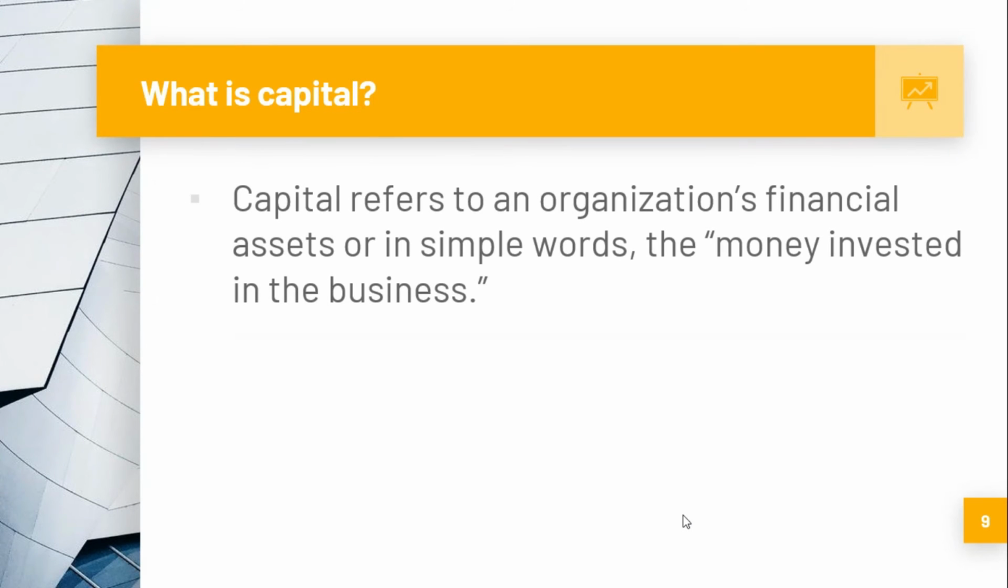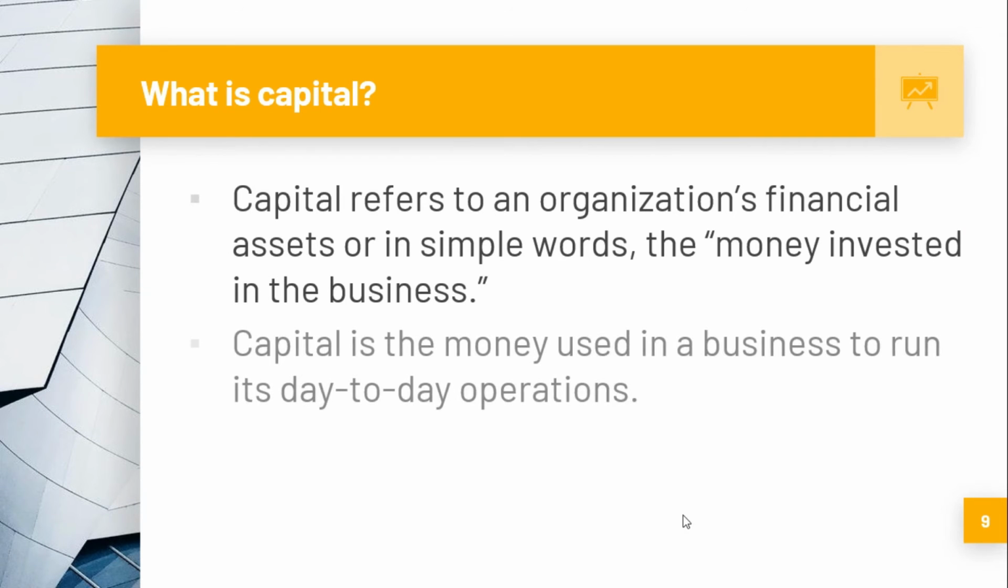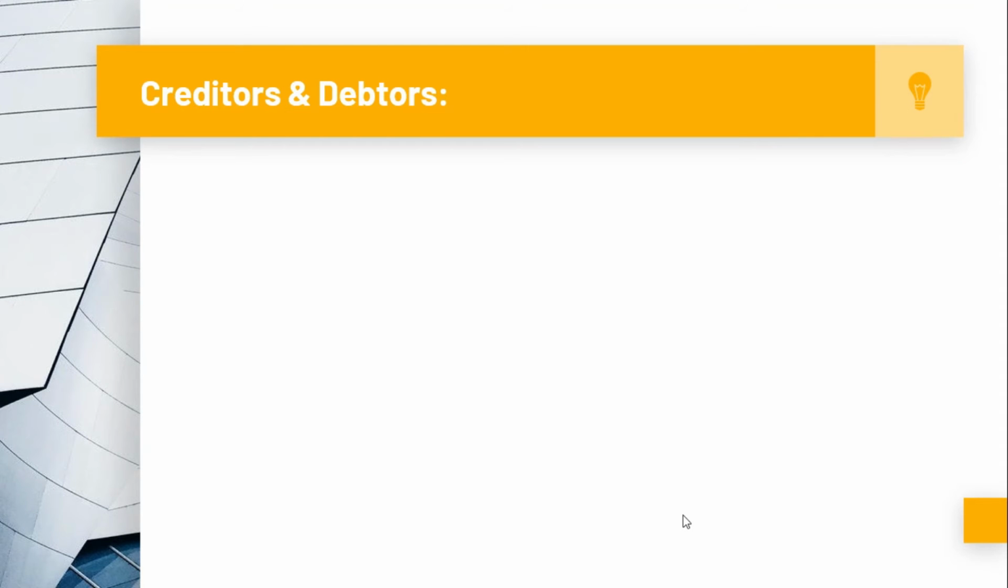What is capital? Capital refers to an organization's financial assets, or in simple words, the money invested in the business. So, to start a business, the owner of the company invests some money into the business. The money invested in the business is known as capital. And for a business to run its day to day operations, it needs some money. And this money is known as the capital of the business. So, in simple words, we can say that capital is the money invested in the business and it is the money which the business uses to run its day to day operations to generate more revenue and make the business more profitable. Next is creditors and debtors.